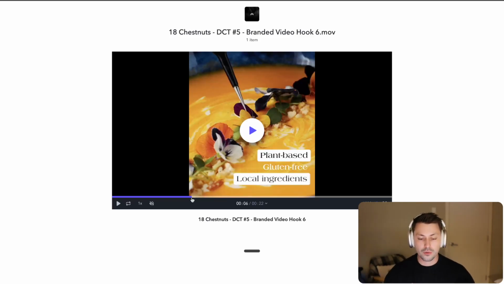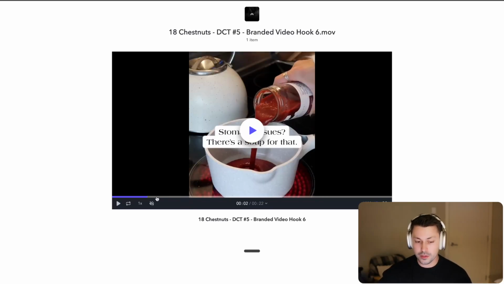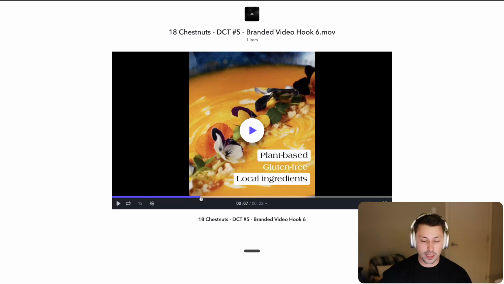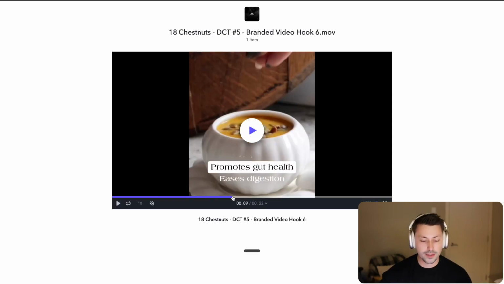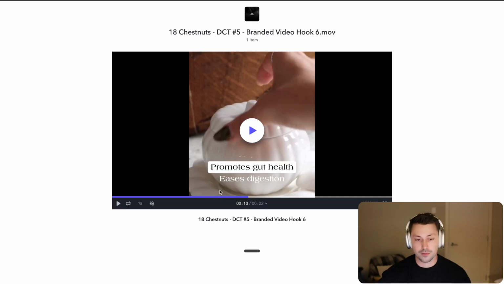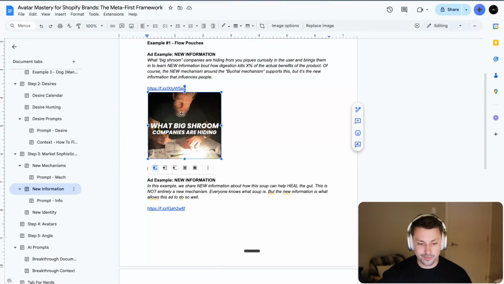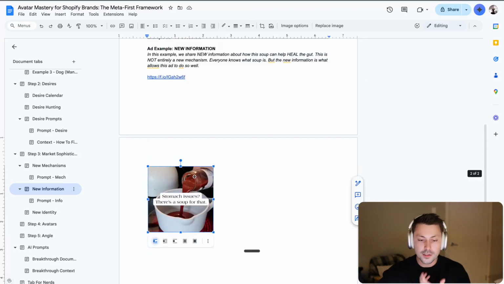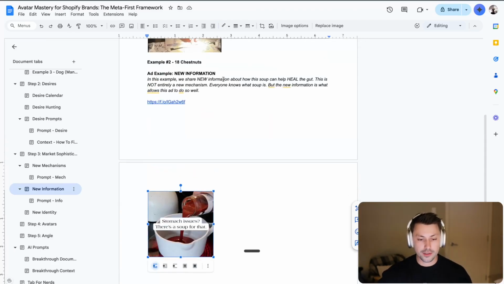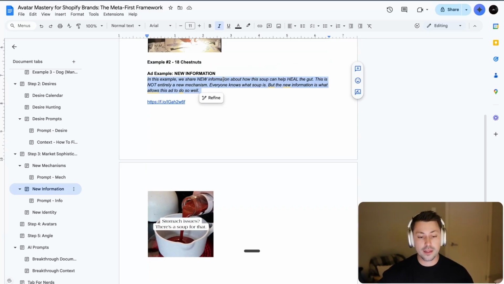So even though it's so simple, we're able to communicate everything we need to communicate to the user in just this one scene. This all aligns with, hey, stomach issues, there's a soup. And then boom, 1, 2, 3, we're plant-based, we're gluten-free, and we have local ingredients. On top of that, this promotes gut health and eases digestion. Boom. That person has everything they need to know in 10 seconds. So as much as this cinematic 2-minute ad is cool, this is a very simple way to show you how we can take new information, which is, hey, this soup can actually help you with gut health, and communicate that in a very simple way.